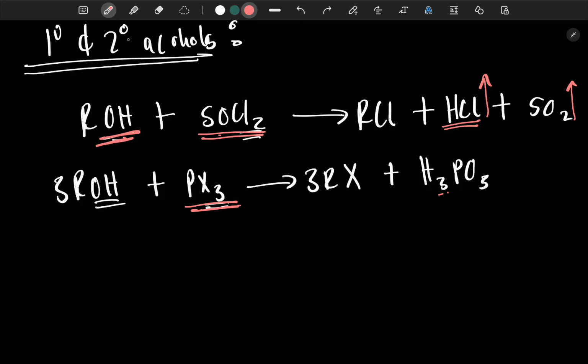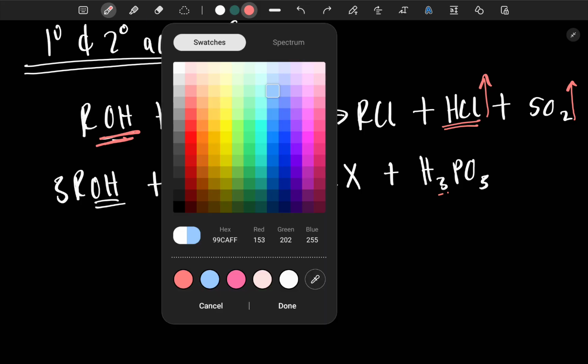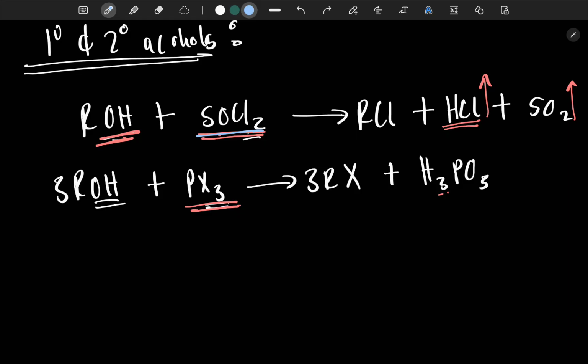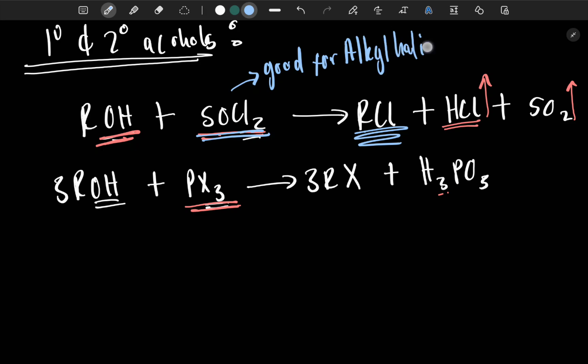Now, what you must know is that this first one, where you put SOCl2, is not effective for everything. It is good for RCl, which is called an alkyl halide or a haloalkane. It is used for haloalkanes with a high melting point and boiling point. That is what you use it for.